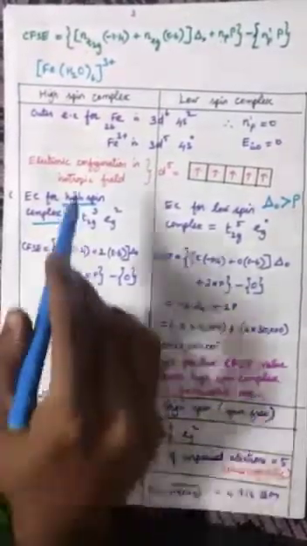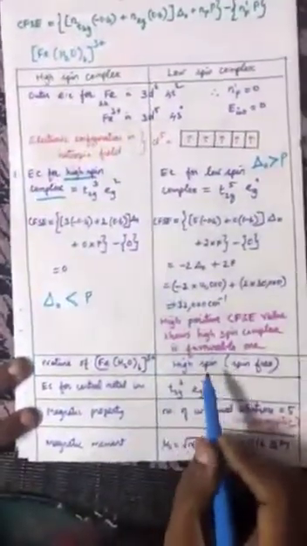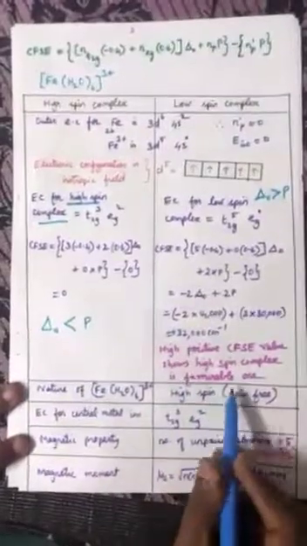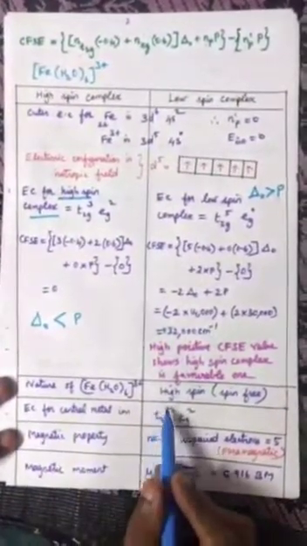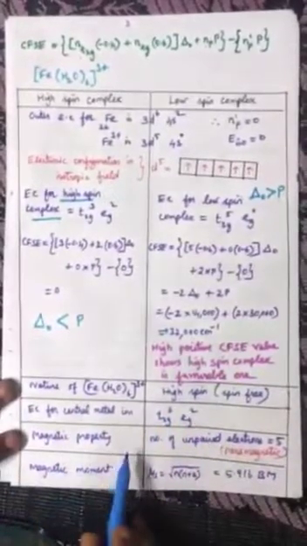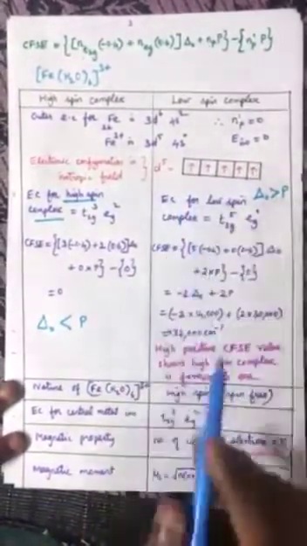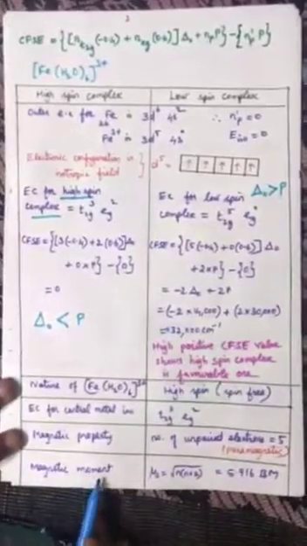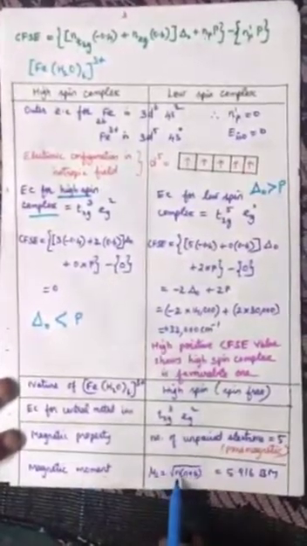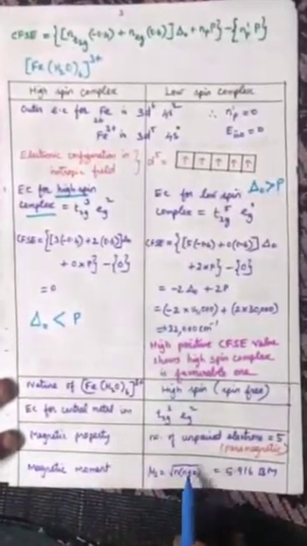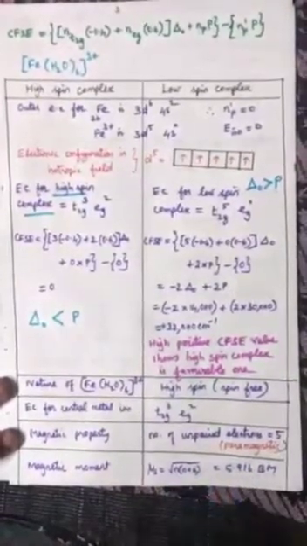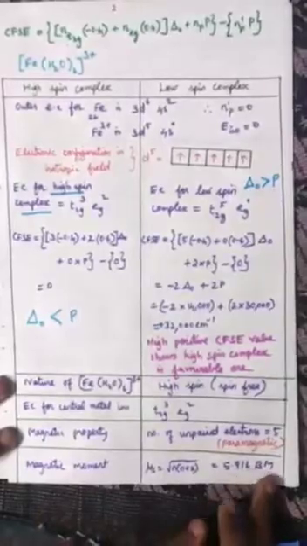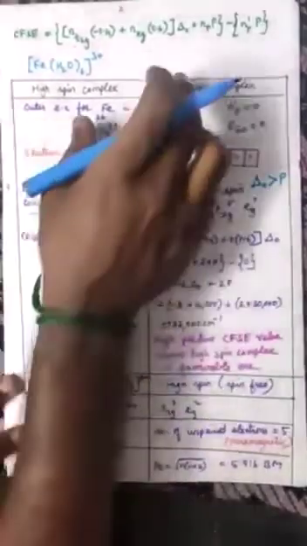The nature of the given complex is high spin, that is spin free. Electronic configuration for the central metal ion present here is T2G power 3 and EG power 2. Magnetic property, they have 5 unpaired electrons, so it is paramagnetic. Magnetic moment formula mu s is equal to root of n into n plus 2. Upon substituting the n value as 5, I will be getting the final answer as 5.916 Bohr magneton. So this is the case for the first complex.